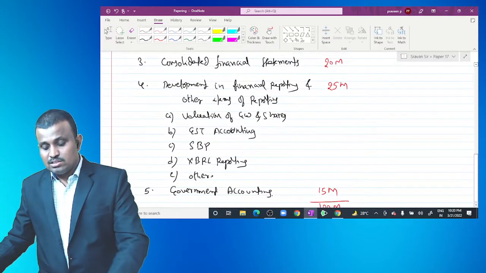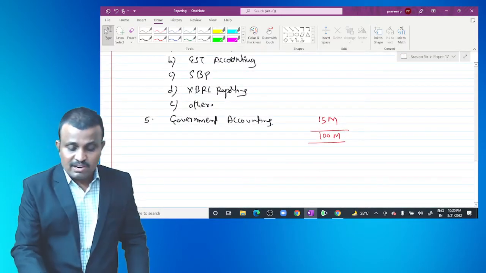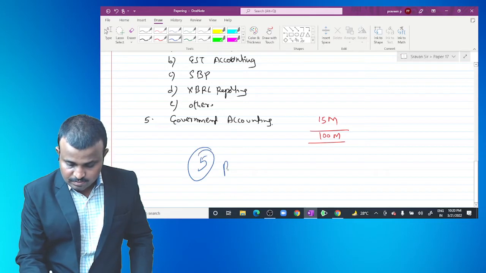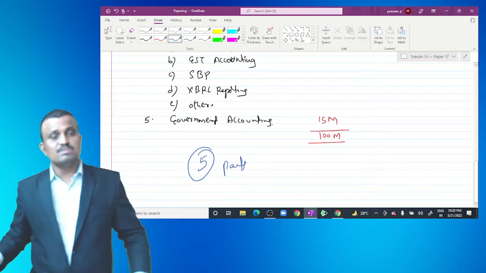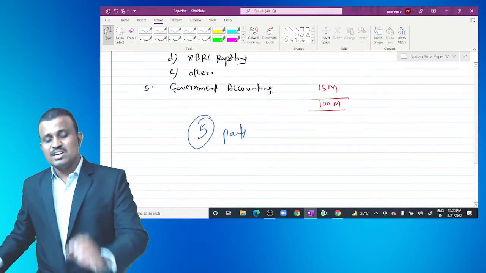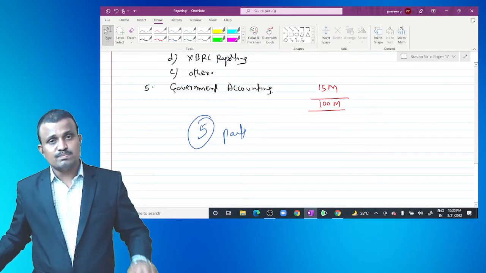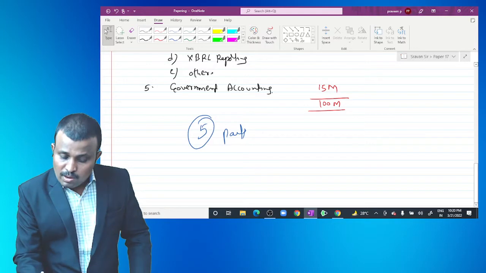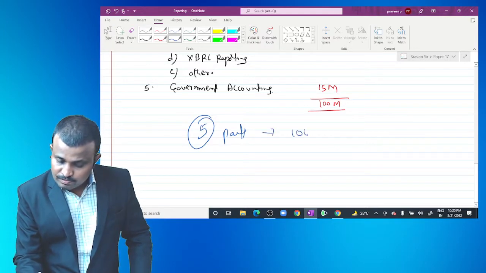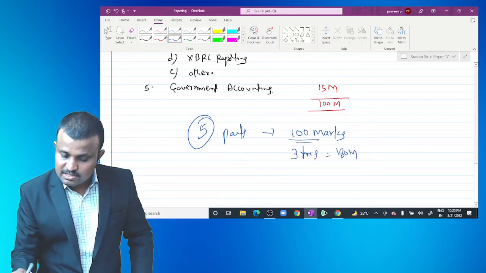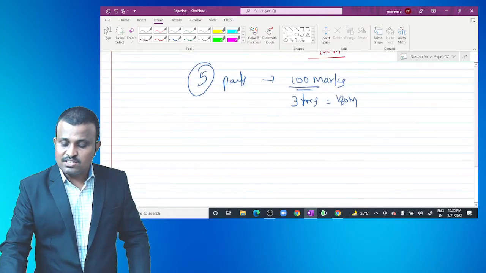The whole syllabus is divided into 5 parts. Each part carries minimum 20 marks. Overall the paper is for 100 marks and the time is 3 hours, nothing but 180 minutes. So we have to plan in such a way.